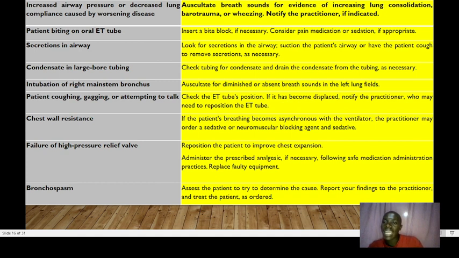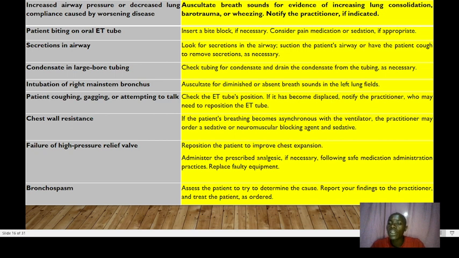Another reason for the high alarm could be secretions in the airway. So you have to look for the secretions in the airway. You suction the patient's airway and have the patient cough to remove the secretions if necessary. Another reason for the high alarm could be condensate in the large bore tubing. So you check the tubing for the condensate and you drain the condensate from the tubing as necessary. Intubation of the right main stem bronchus could be another reason. You have to auscultate for diminished or absent breath sounds on the left lung fields.